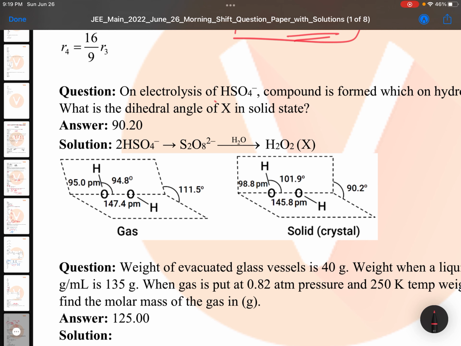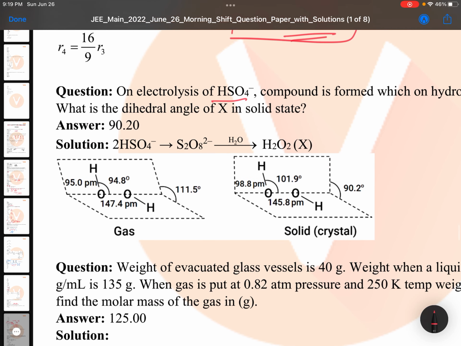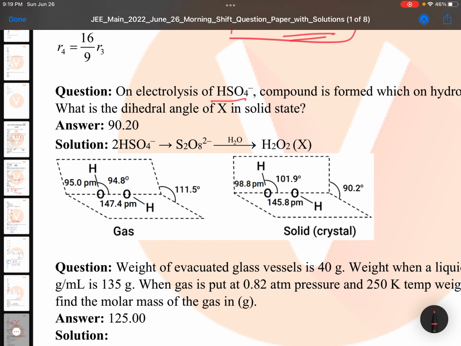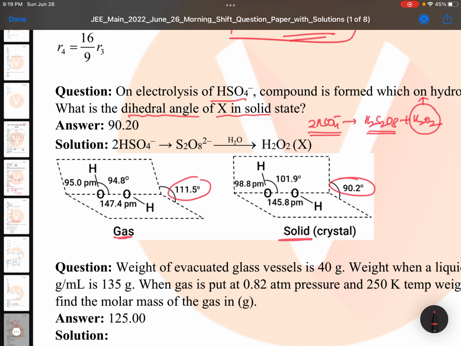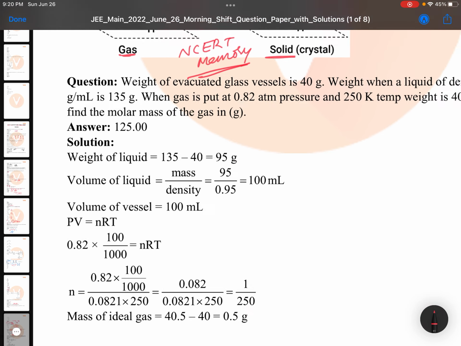And on electrolysis of HSO4 minus, a compound is formed which on hydrolysis gives... So this is a little interesting. HSO4 minus on electrolysis gives H2S2O8, and on hydrolysis hydrogen peroxide. So this is given in hydrogen peroxide preparations. And the hydrogen peroxide dihedral angle is asked in the solid state. Okay, so this is memory based, 90.2 degrees. Now, solid state; in the gaseous state the angles will be different. This is present in NCERT, and I think it is memory, because remembering the angles is always memory based.